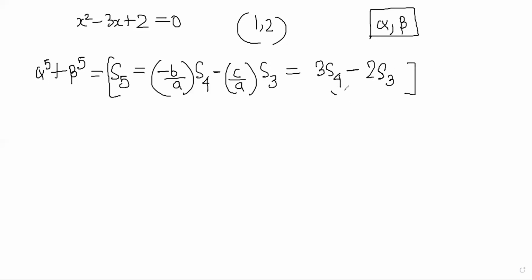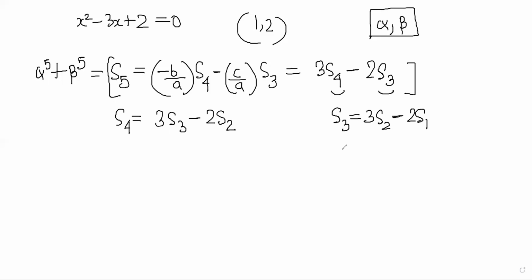Now I have this relation, S5 is equal to this. So how do I find this? I need to find S4 and S3. S4 will similarly be 3 times S3 minus 2 times S2. I have to further find S3. S3 should be 3 times S2 minus 2 times S1. And S2 was 3 times S1 minus 2 times S0. Now you have reached S0, and S0 is also 2. So this is 3 times S1 minus 4.